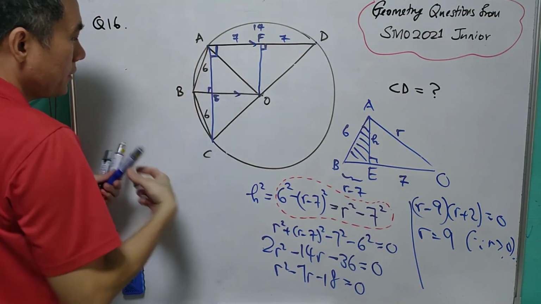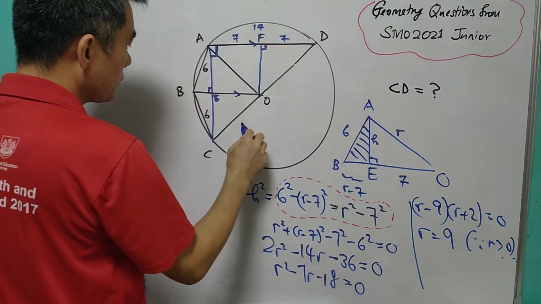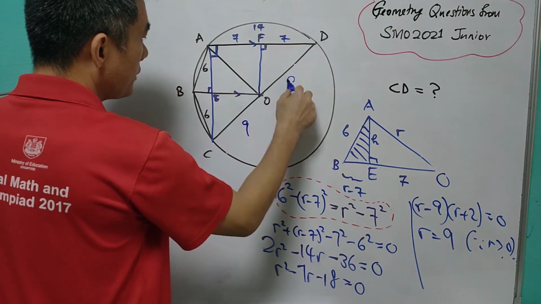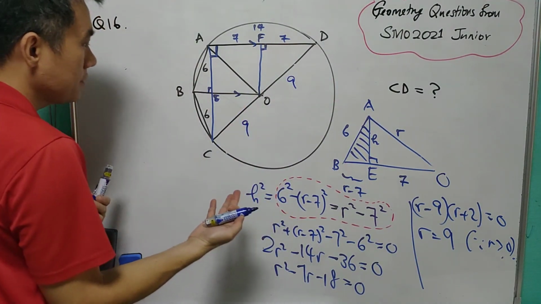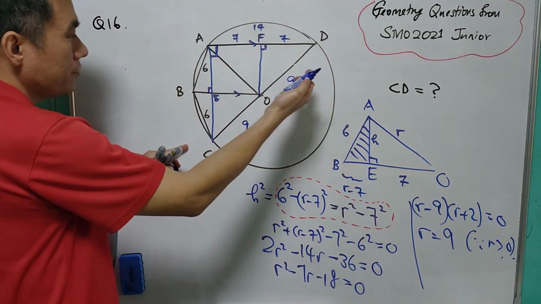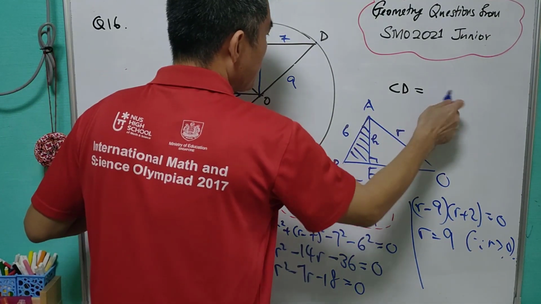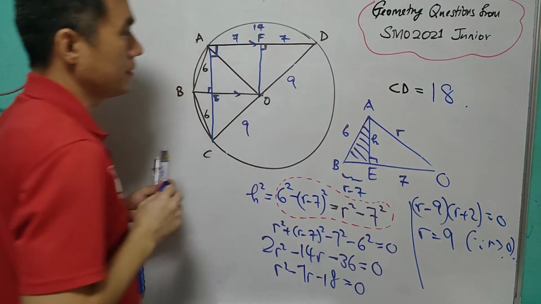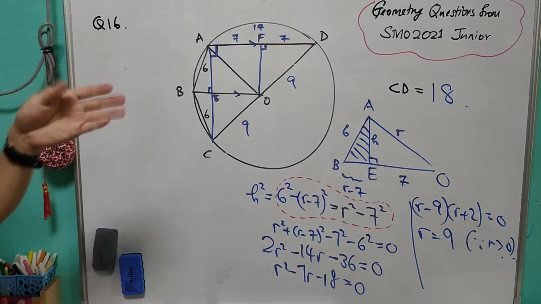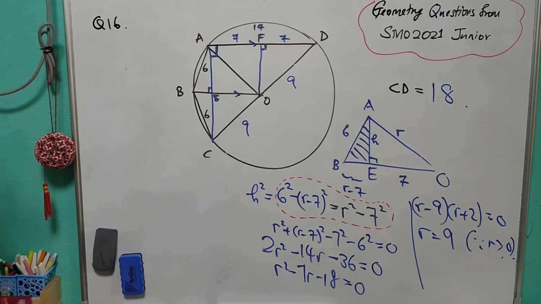R equals 9 meaning that CO will also equal 9 and OD equals 9. And therefore, CD is double of R. And therefore, the answer is 18. So 18 is the answer for question 16.